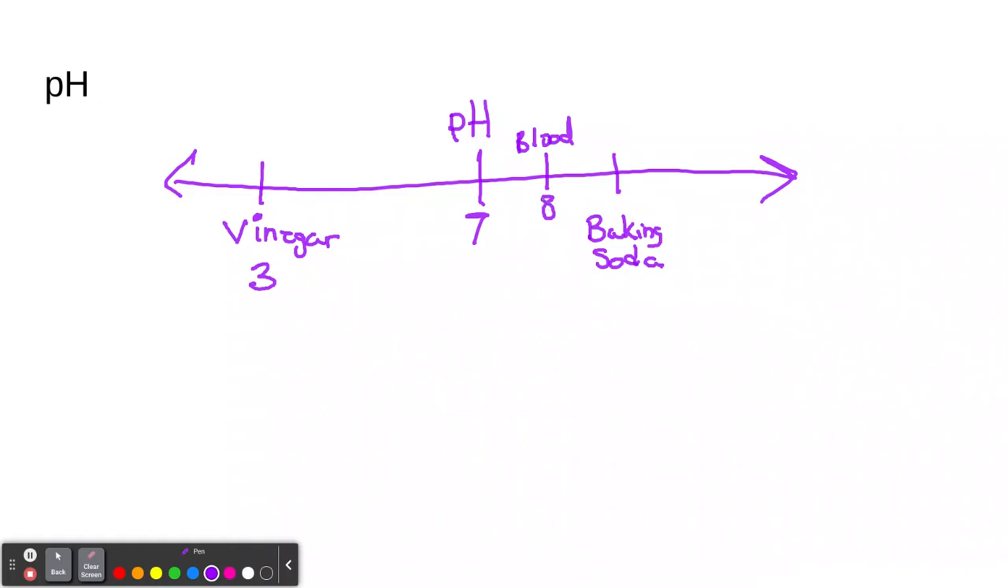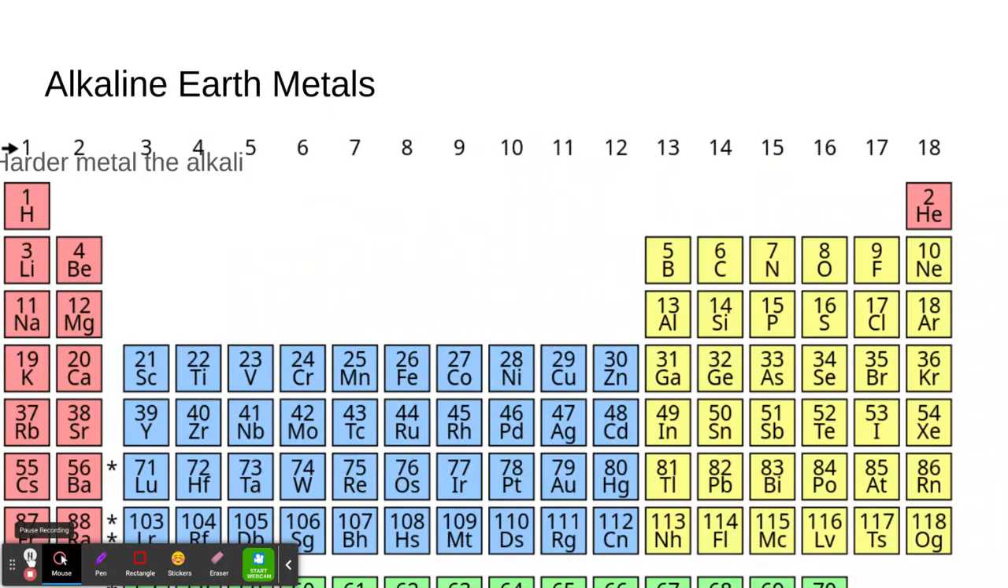So anyway, the alkaline earth metals, when they combine, again, they don't want to be alone. They will combine. You won't find them alone in nature. They will create an alkaline solution. Very important to remember. All right, let's go back to the table here.